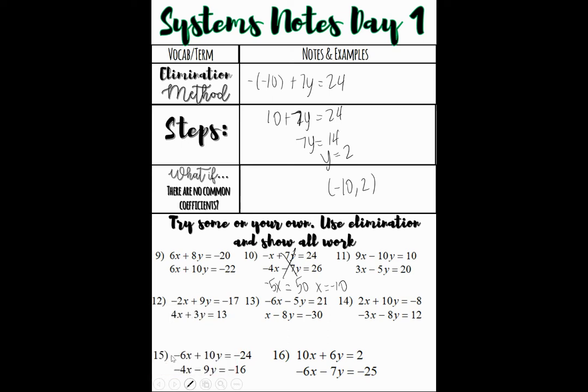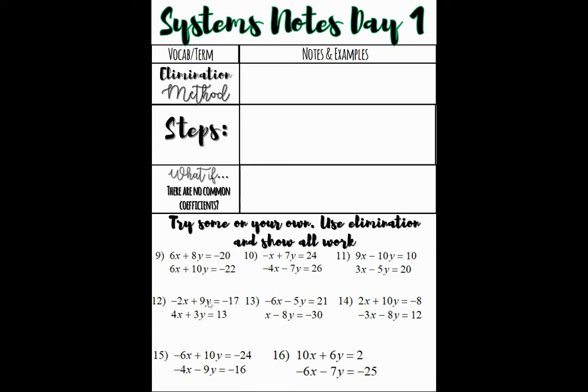Now we have problem number 11. So we look, oh, there's nothing that we can cancel out right away. I'm going to multiply the bottom one by negative 2 so I can add them, and it will cancel out. So the top one is 9x minus 10y equals 10. Multiply the bottom by negative 2, and I get negative 6x plus 10y equals negative 40. We like to write it like this to remind ourselves we're multiplying everything by negative 2. So now if we add them, they cancel out.